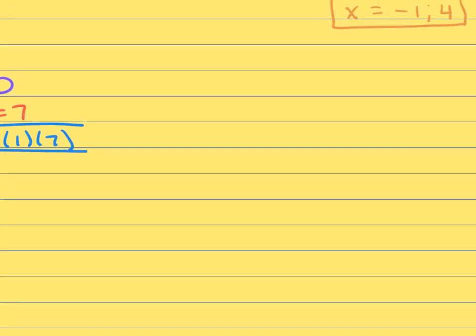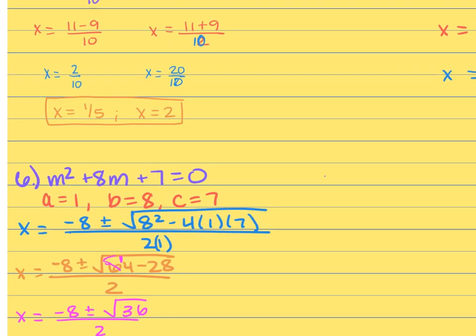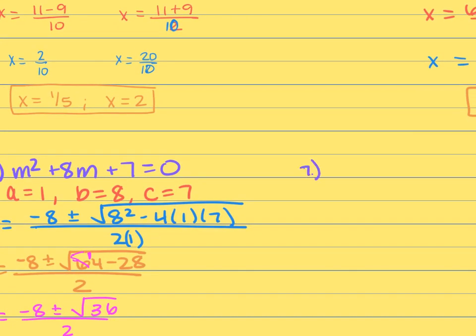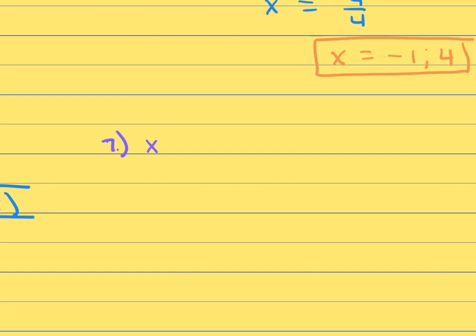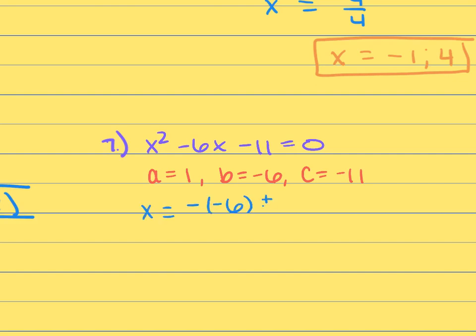For 7, we have, where did I write this at? 7. We have x squared minus 6x minus 11 is equal to 0. So our a is 1, our b is negative 6, and our c is negative 11. So this is going to give us x is equal to a negative times negative 6 plus or minus the square root of negative 6 squared minus 4 times 1 times negative 11 all over 2 times 1.